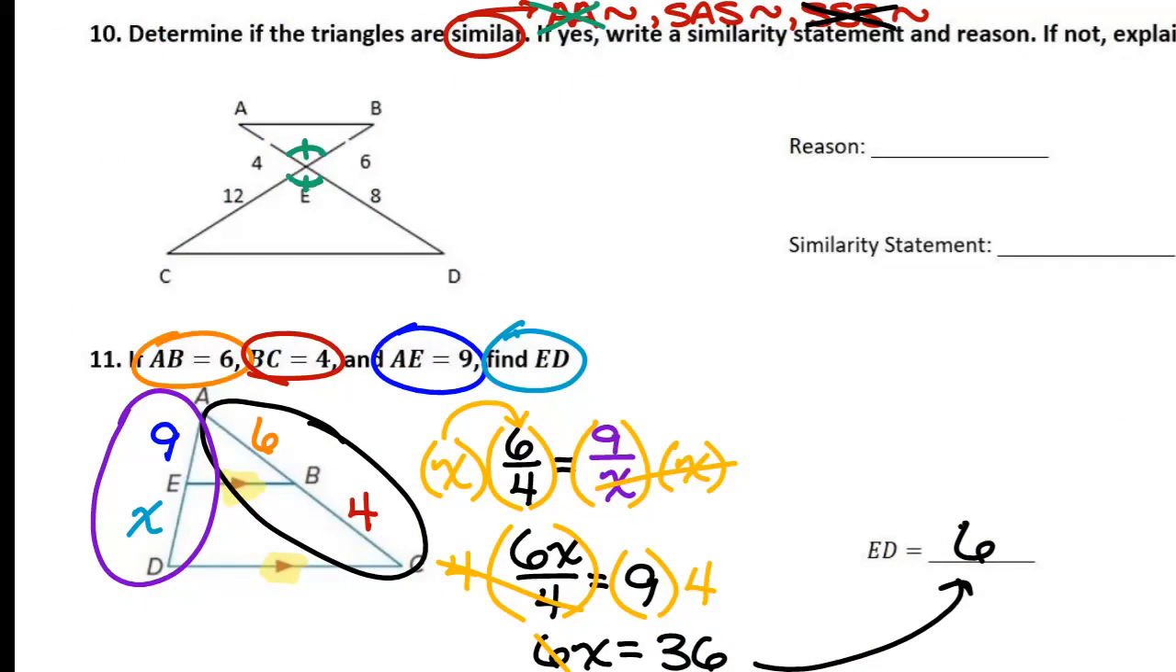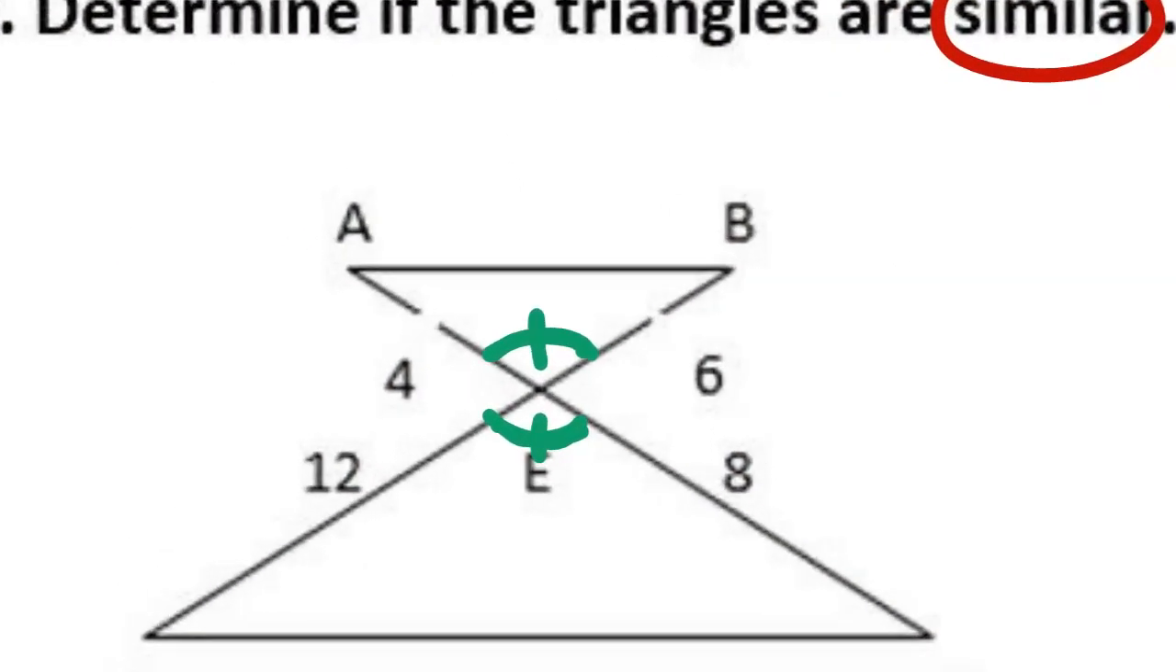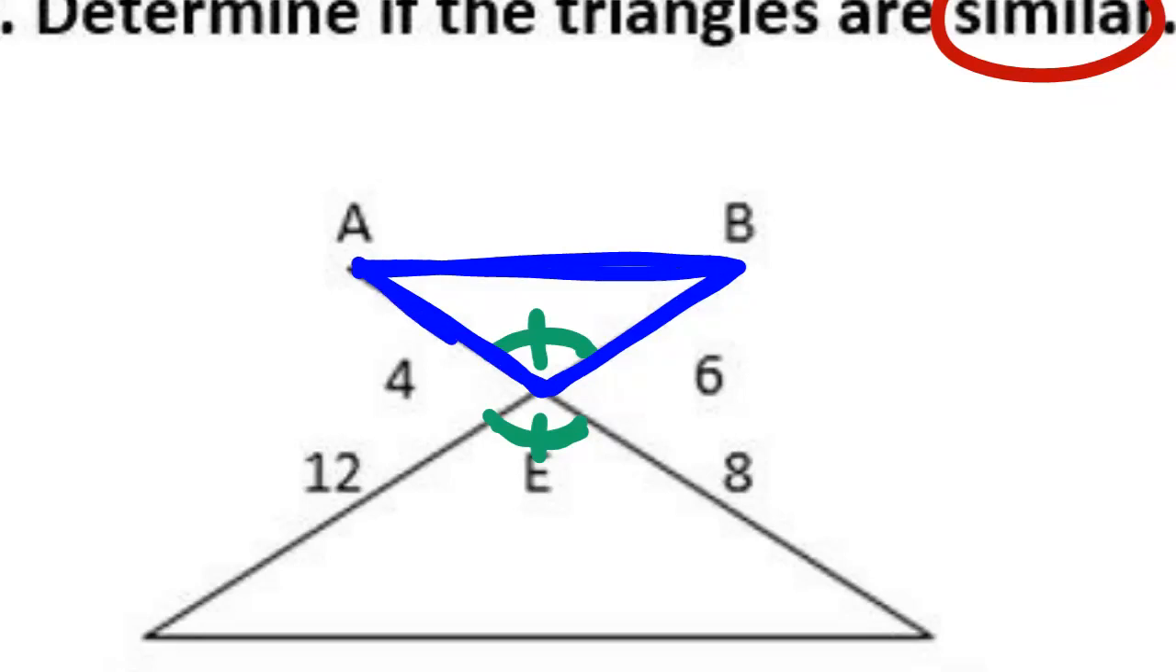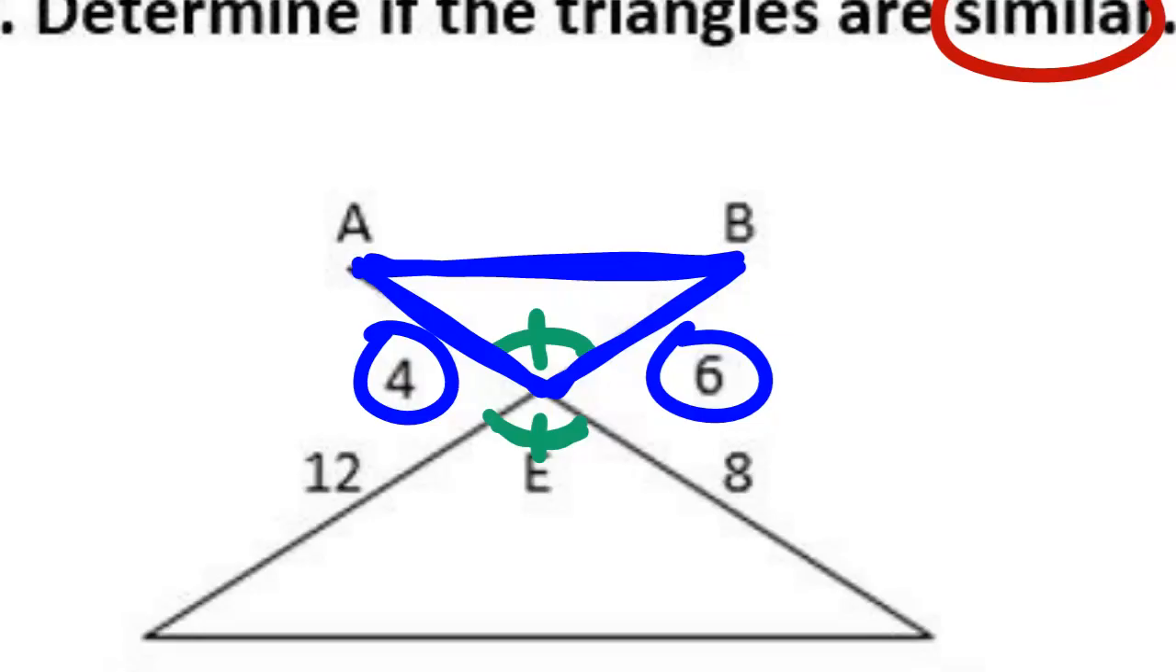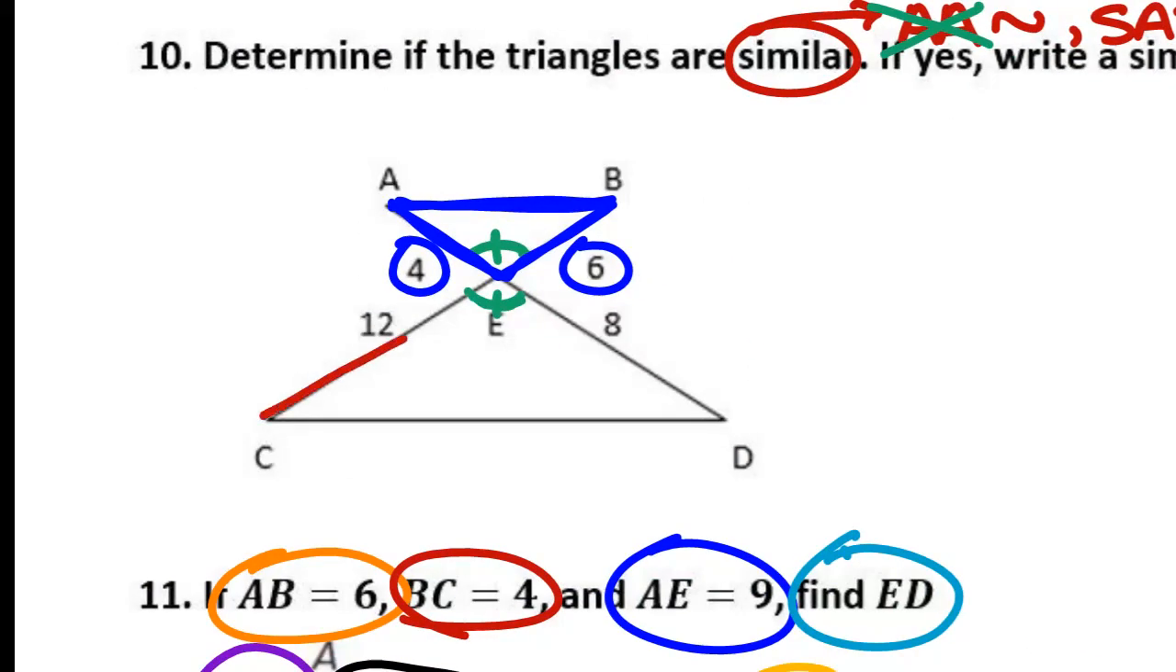So we're going to have to try for side-angle-side. For side-angle-side, I have to know about two sides on one triangle, the corresponding two sides on the other triangle, and at least one angle. Do I have something that could work like that? Yes. Okay. So my top triangle, ABE, right here. The two sides that we know about are 4 and 6. And then we have triangle CDE down here. And the two sides that we know about here are 12 and 8.